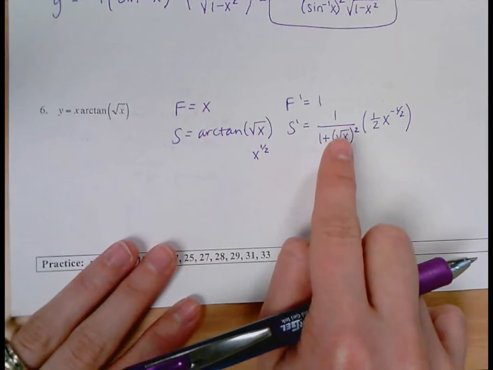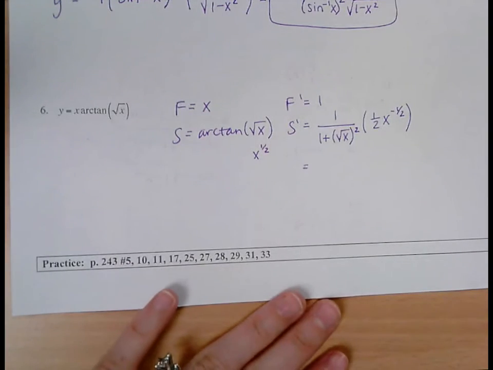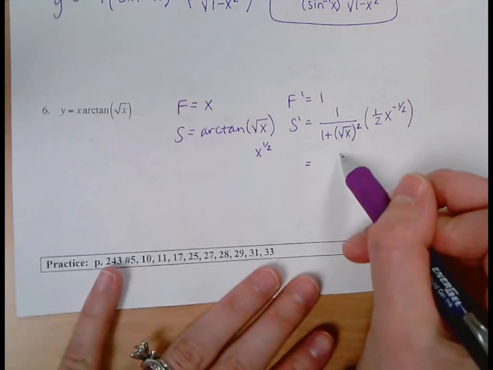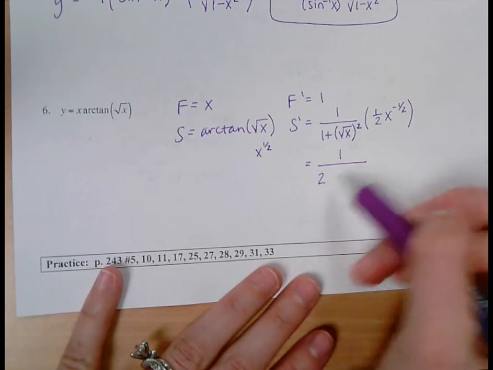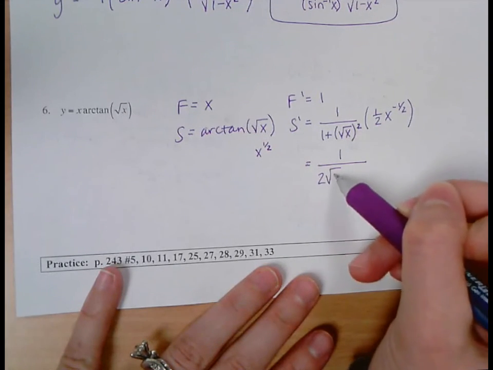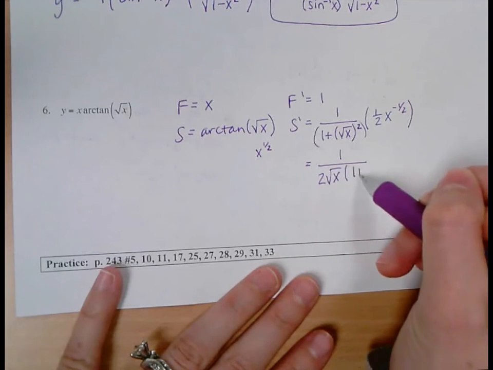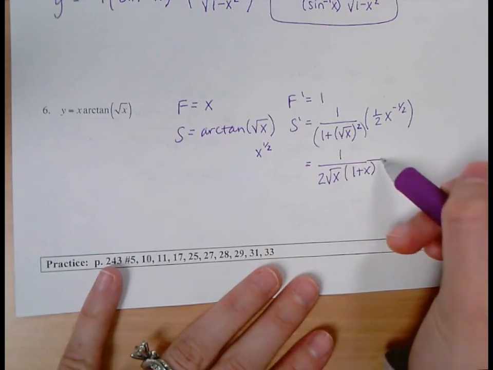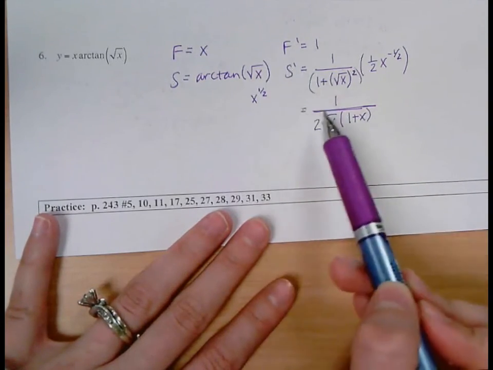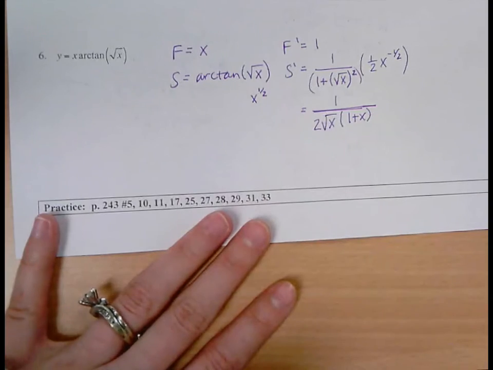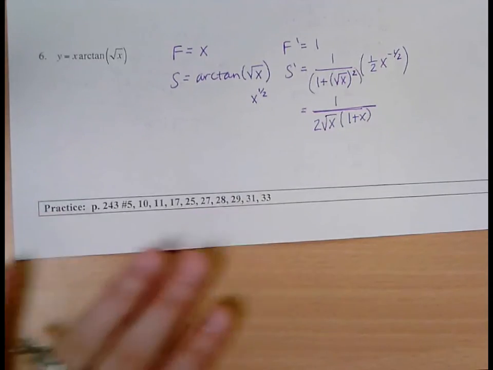Okay, so I'm going to simplify this. It would be 1 over 2, the x to the negative 1/2 would be the square root of x in the denominator, times this quantity. So times the quantity 1 plus, and again the square root of x squared is just x. So if you wanted to write it all as one simplified fraction, this would be it. That is just the derivative of the arctangent part. And then you can apply the product rule to that.